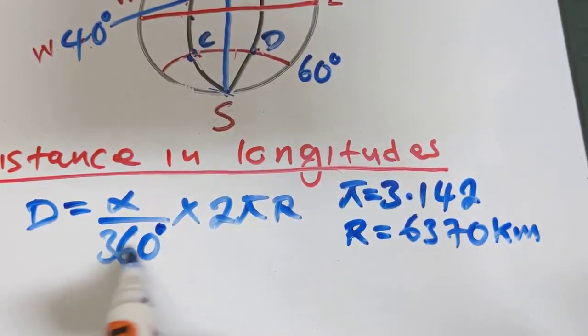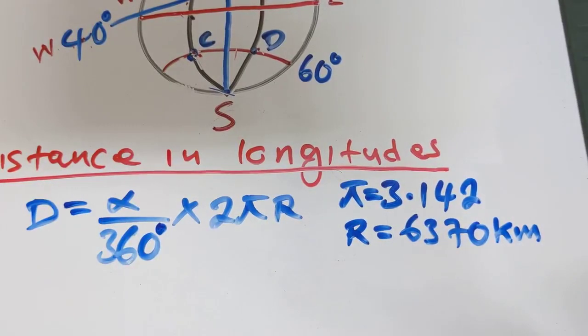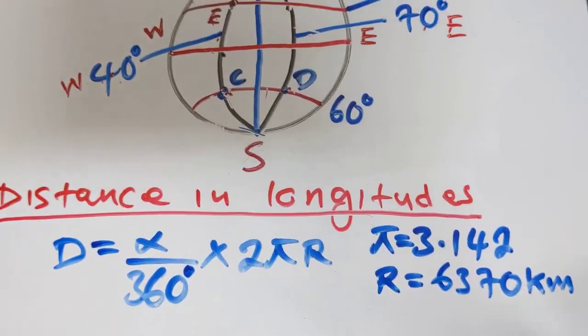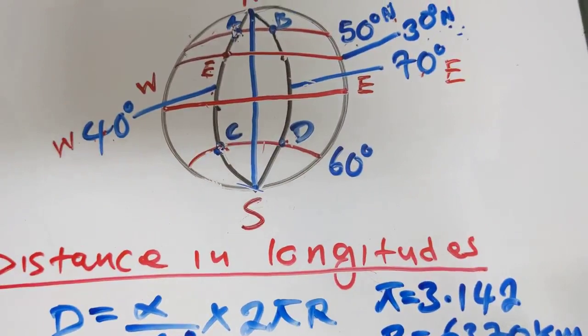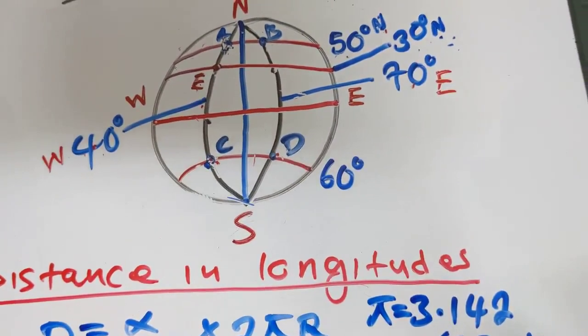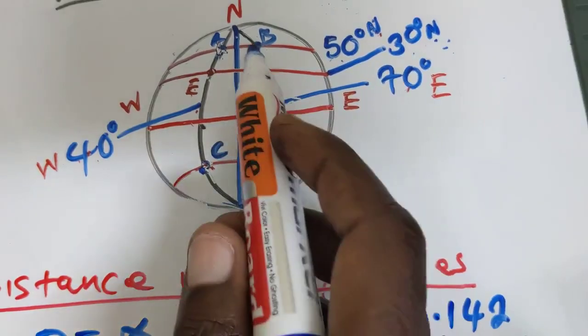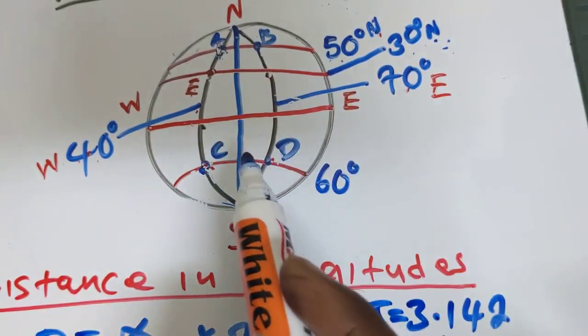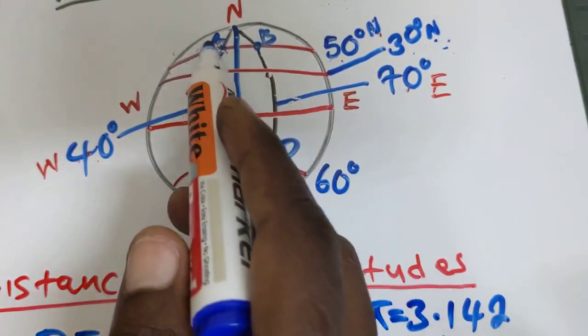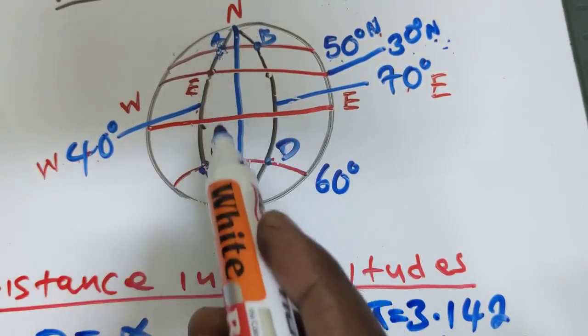There are these three things that you are supposed to do. Now let's say you are told to find the distance between A and C, or should I say between B and D. Like that, the distance between A and C.